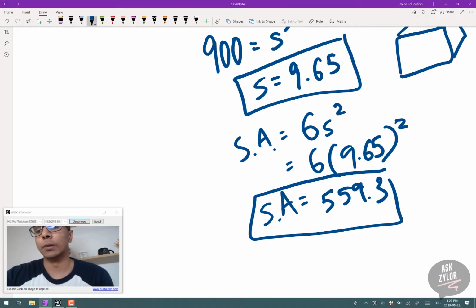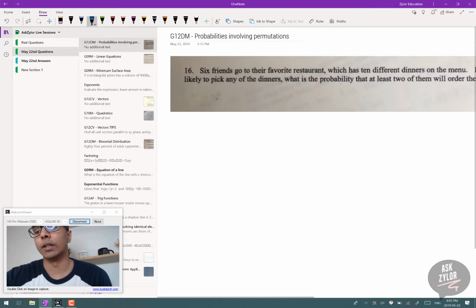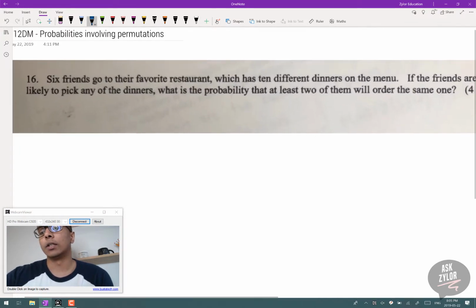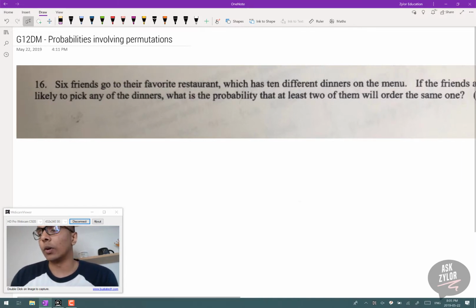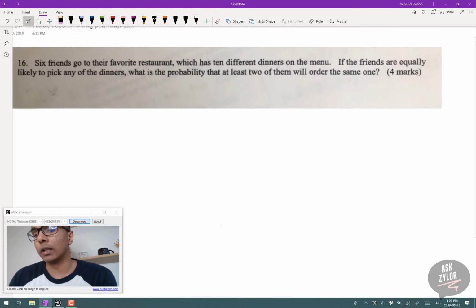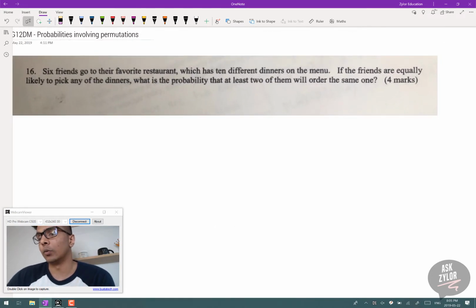So we'll jump to our next question, which is a grade 12 data management question. So it's dealing with probabilities with permutations. This question is telling us 6 friends go to their favorite restaurant, which has 10 different dinners on the menu. If the friends are equally likely to pick any of the dinners, what is the probability that at least 2 of them will order the same one?